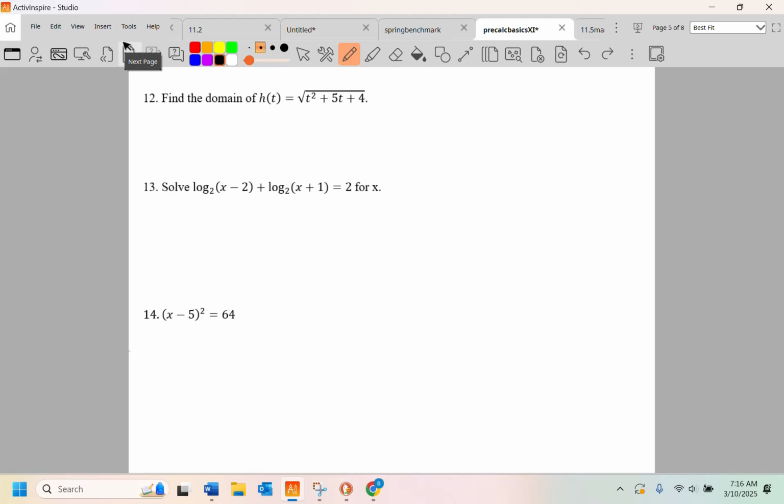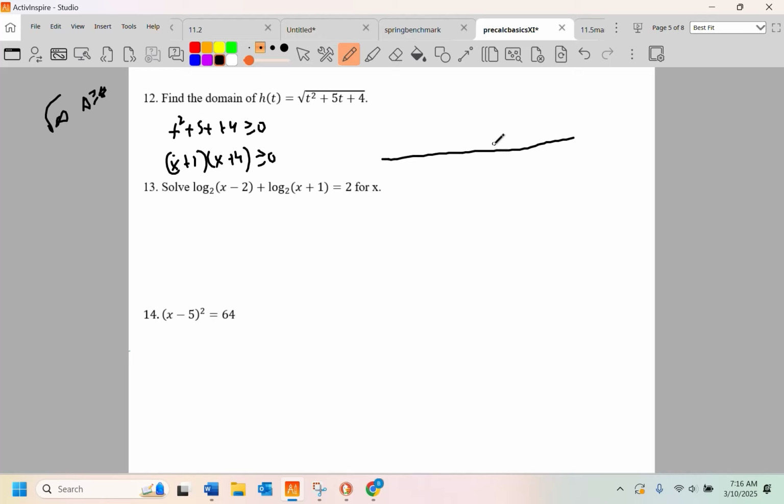Find the domain of this function. So yeah, it'd be cool if you had a TI-84 on you. I know that t squared plus 5t plus 4 must be greater than or equal to 0 because I have this theorem, the square root of anything is greater than or equal to 0. I know that factors as x plus 1 and x plus 4. And I can't just say negative 1 is greater than, right? I can't just do that. What I can do is I can plot points and I can test.